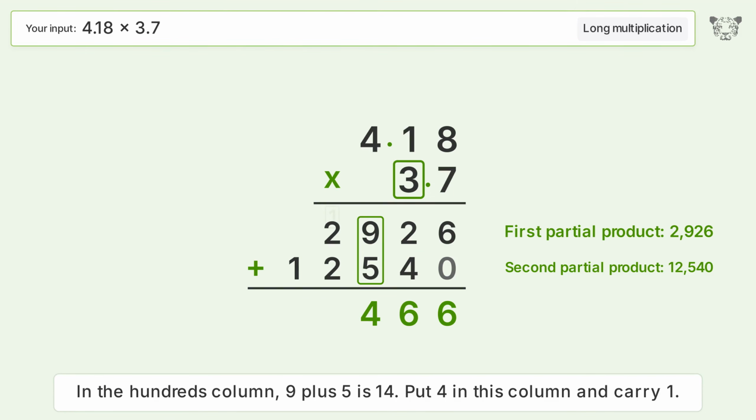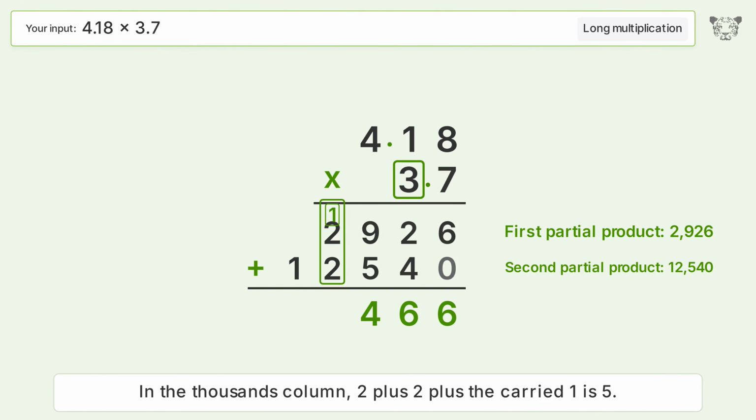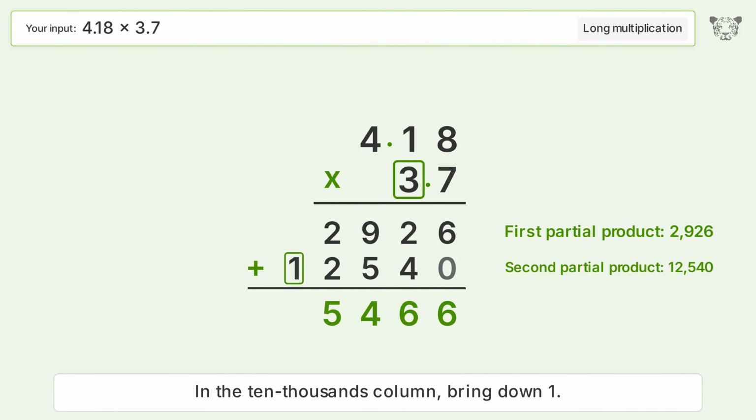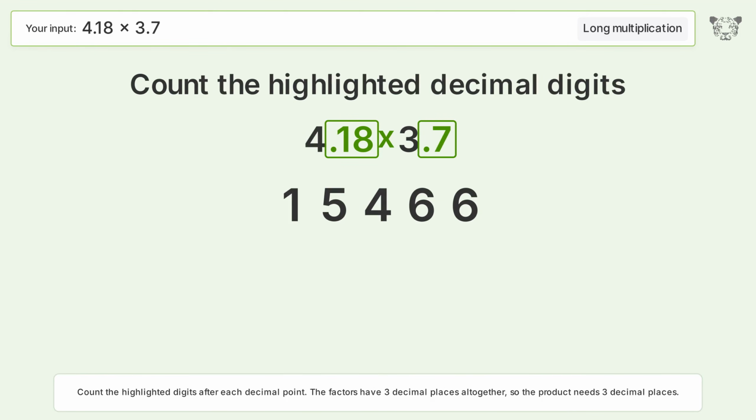Put 4 in this column and carry 1. In the thousands column, 2 plus the carried 1 is 5. In the ten thousands column, bring down 1. The whole number product is 15,466. Count the highlighted digits after each decimal point.